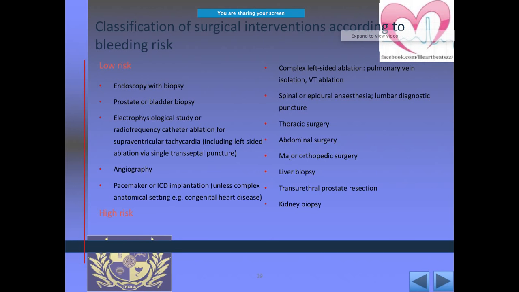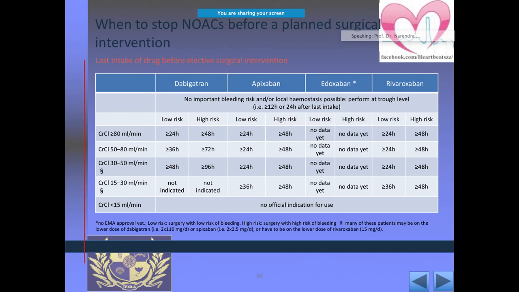So what about the bleeding risk? We should be aware of that. For example, low risk is associated with endoscopy with biopsy, prostate or bladder biopsy, or procedures like an EP study, radiofrequency catheter ablation, or even angiography. However, high risk is associated with thoracic surgery, abdominal surgery, orthopedic surgeries, liver biopsy, kidney biopsy, even left-sided ablations as well. So that's why we have to be slightly careful when we are trying to use it.